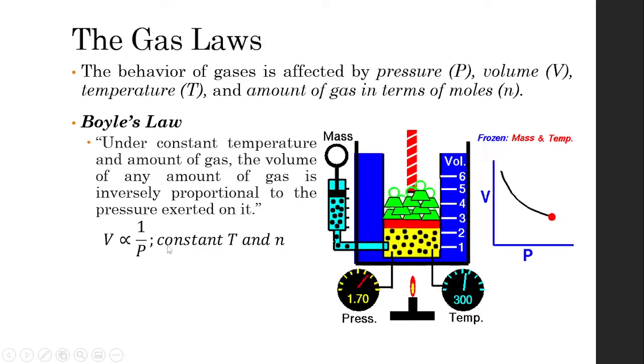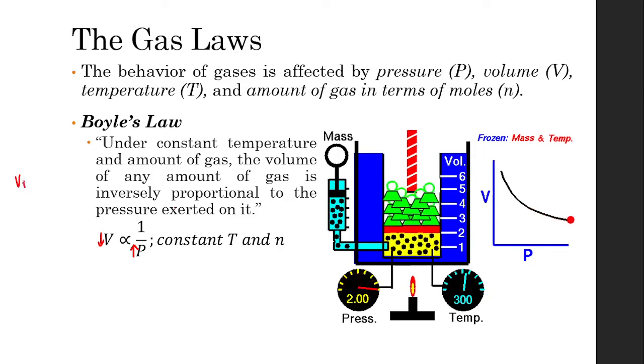We can write this in the equation V is proportional to 1 over P. This is what we call an inverse proportion. What do we mean by inverse proportion? In an inverse proportion, every time your pressure increases, your volume decreases. That's what inverse proportion is.